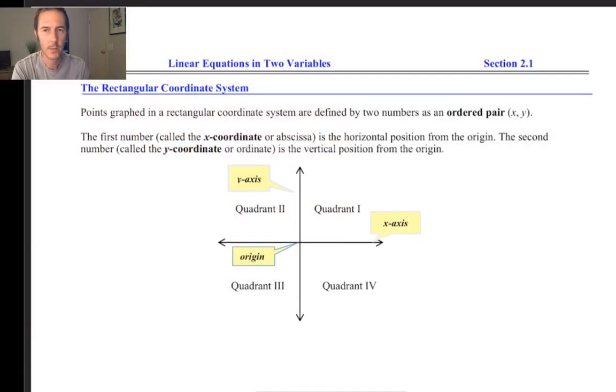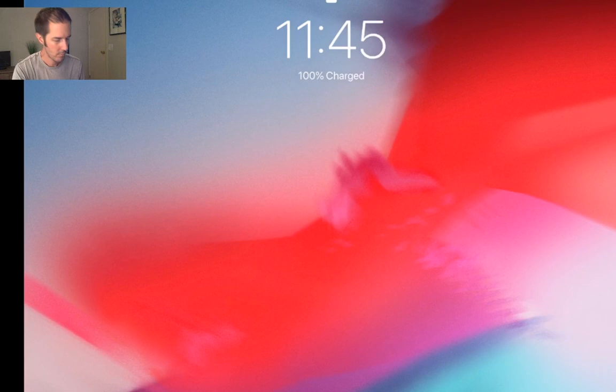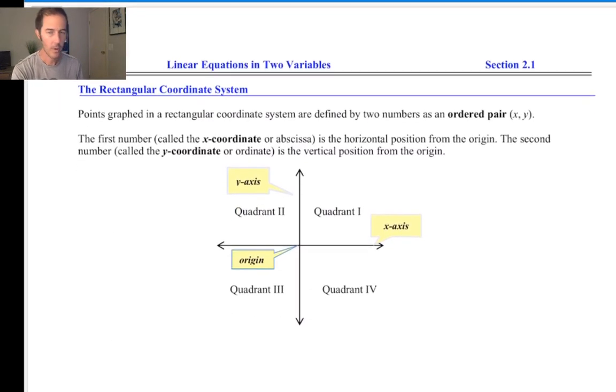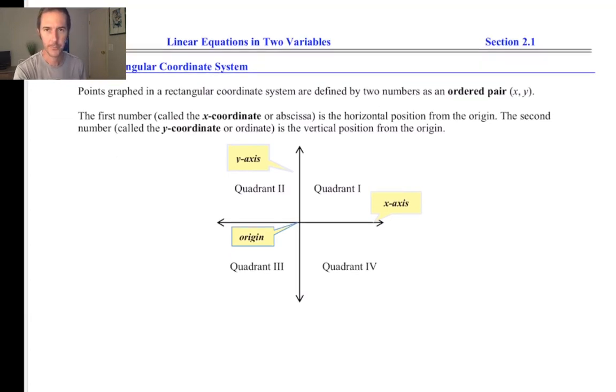The first thing that we need to make sure that we're aware of is that we're going to be operating on the Cartesian coordinate plane, which is chopped up into four different quadrants by the x and y axes. The quadrants are labeled in counterclockwise order, starting in the top right: 1, 2, 3, and 4. The point where the x and y axes meet is the origin.